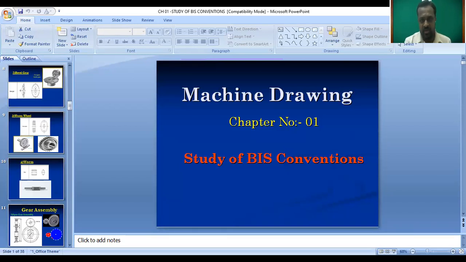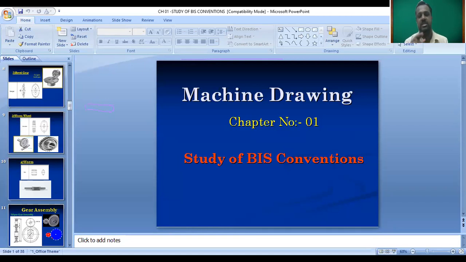Knurling. Can anybody tell me what is meant by knurling and why we provide knurling on any machine component? What is the meaning of the word knurling? For grip, yes. Okay, knurling is nothing but a structure.